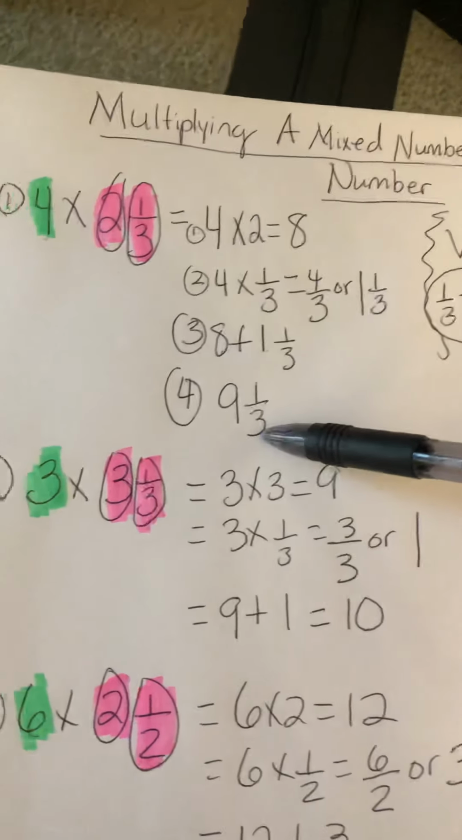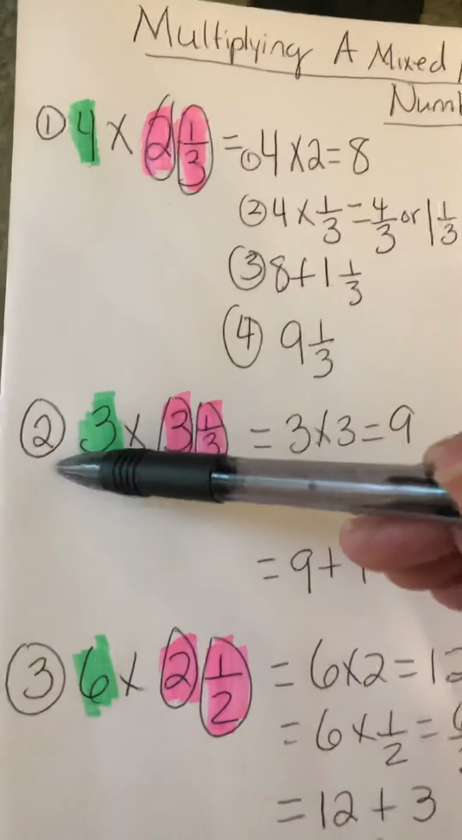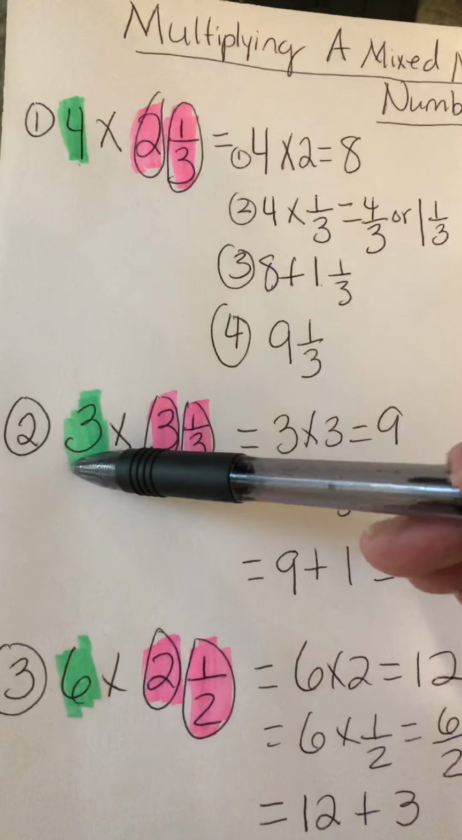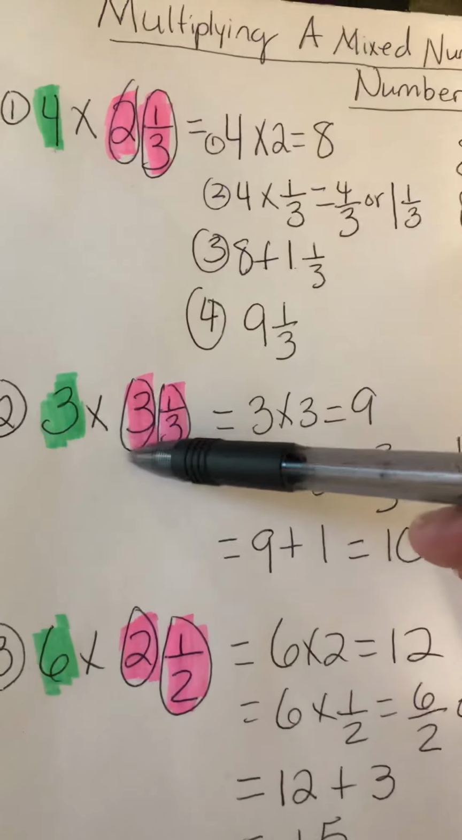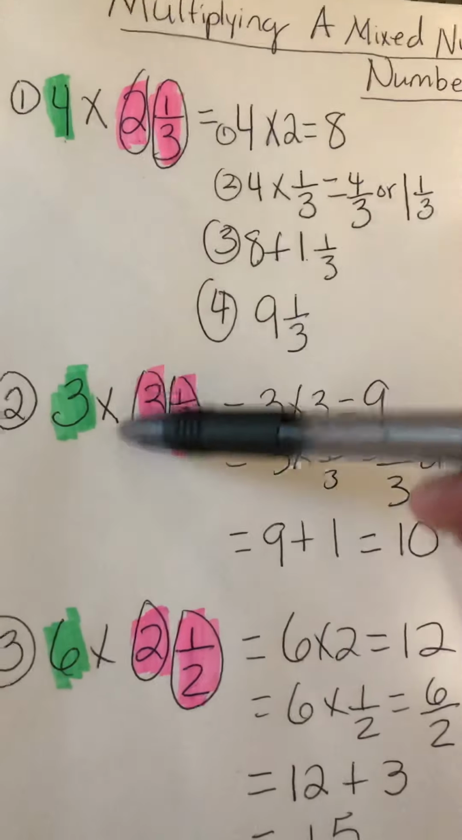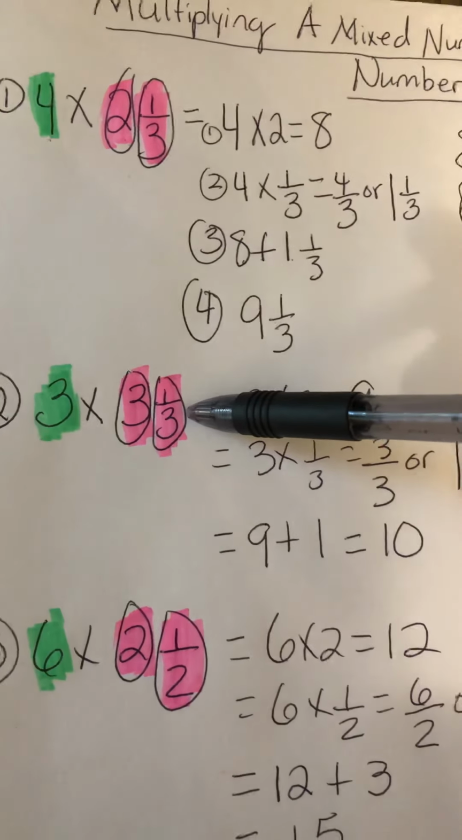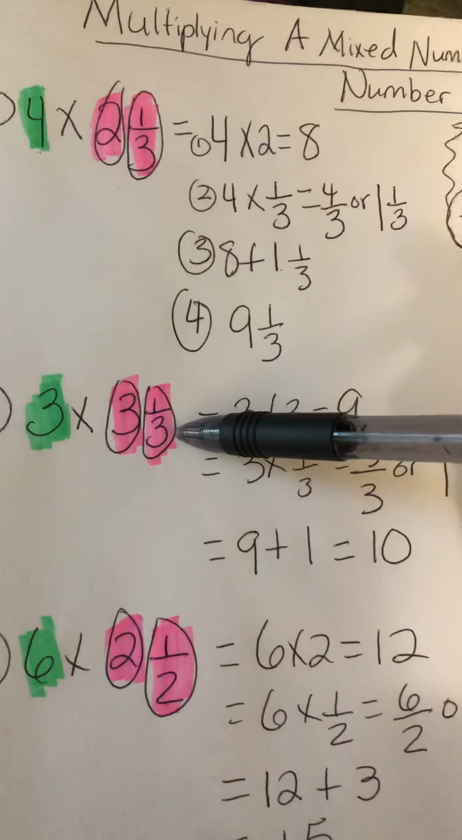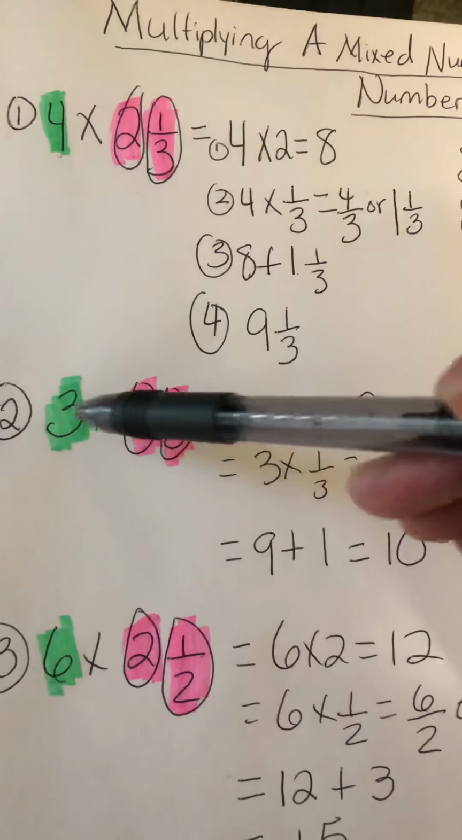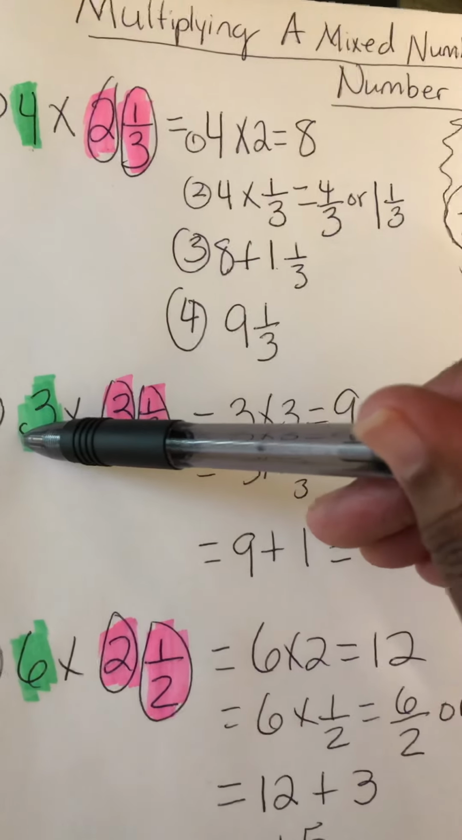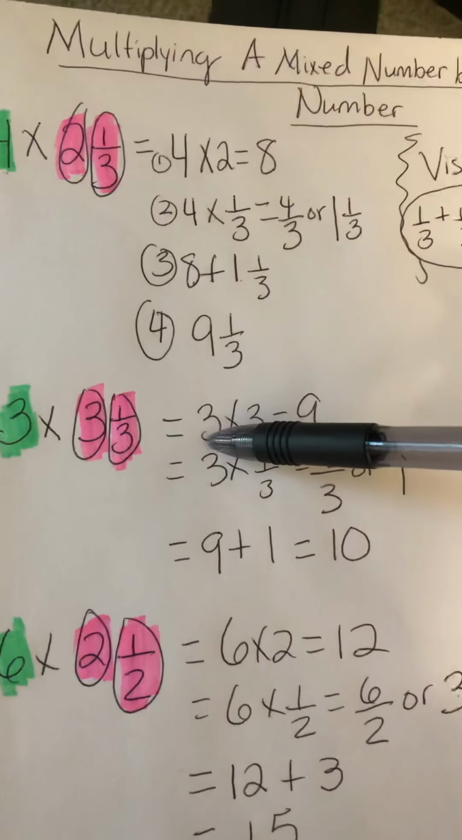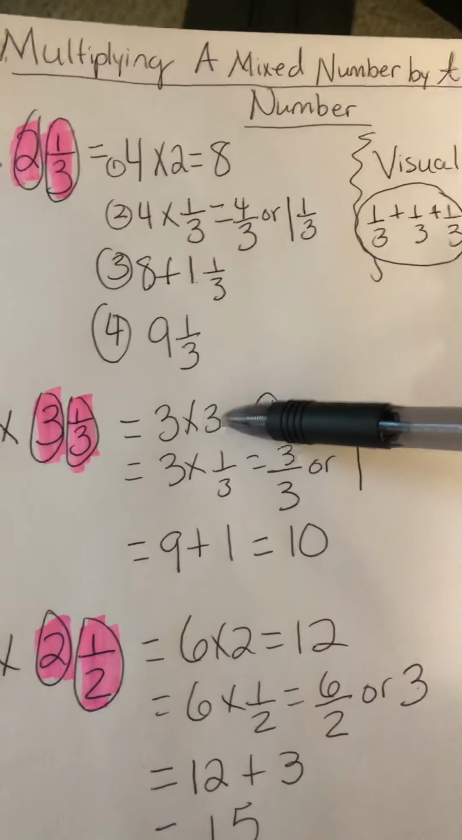Okay, let's look at another example, number 2. Now we're multiplying 3 times 3 and 1/3. I've shaded them pink because I'm breaking them up a little. I'm breaking it into 2 parts, a whole number and a fraction, because that's what makes a mixed number. I am going to take each part and multiply it by 3, my whole number. Okay, so step 1, 3 times 3, which equals 9.